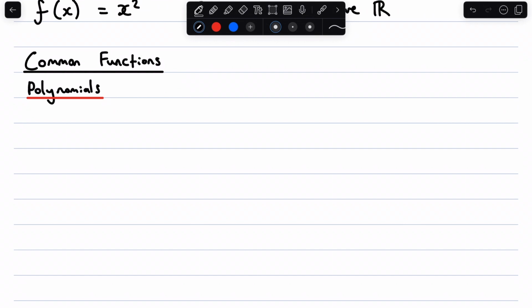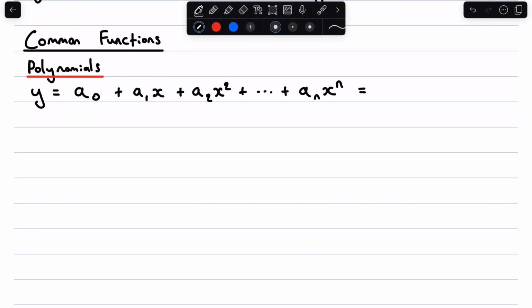Now, let's explore some common types of functions you might encounter. First are polynomials. A polynomial function is a sum of terms consisting of a variable, in this case we'll use x, raised to a power and multiplied by a coefficient. So that is of the form y equals a0, the coefficient of x to the 0th power, which would equal 1, so we won't write the x, plus a1 x to the power of 1, plus a2 x squared, and so on, until we get to an x to the power of n.